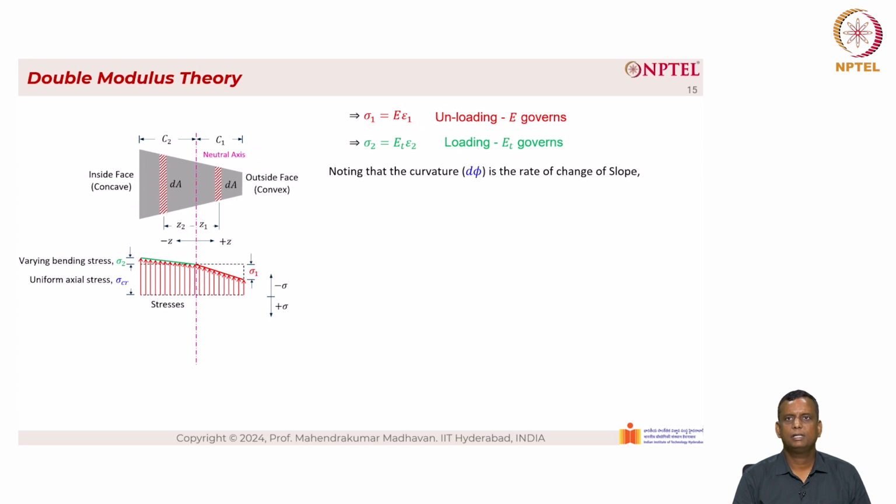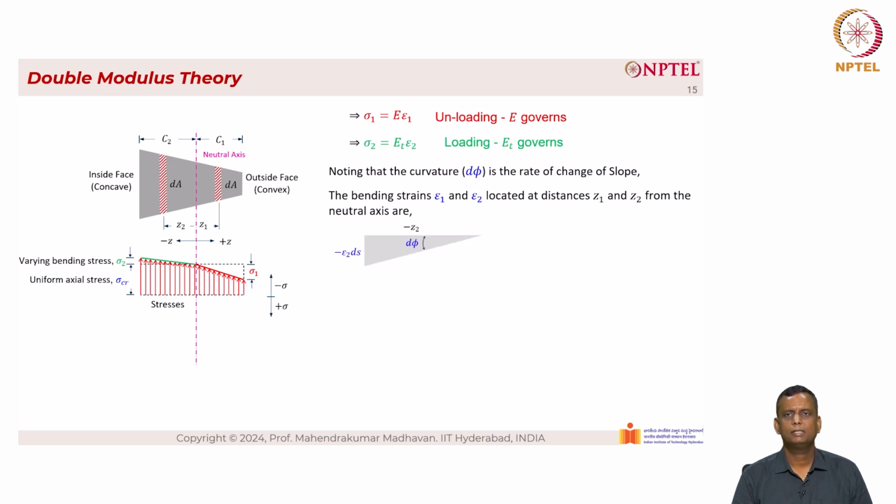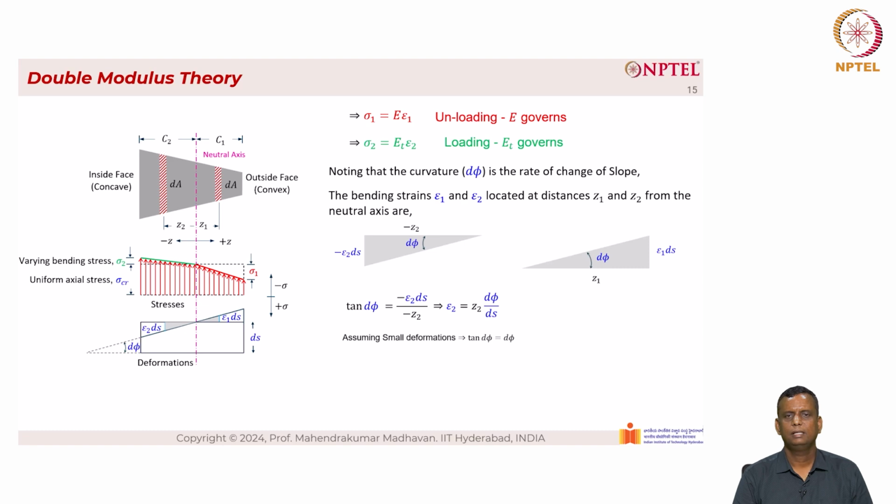Noting that the curvature d phi is the rate of change of slope, the bending strains epsilon 1 and epsilon 2 located at distances z1 and z2 from the neutral axis are pictorially represented by the following figures. So, tan d phi equal to minus epsilon 2 ds divided by minus z2, which implies epsilon 2 equal to z2 into d phi by ds. Here we are making the assumption that tan d phi equals d phi for small deformations.